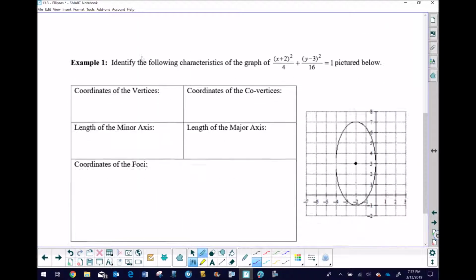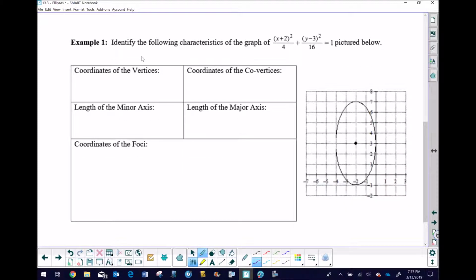Let's go ahead and take a look at our first example. You're asked to identify the following characteristics of the graph of this particular equation, and it has been pictured below. So most of this example is going to outline some vocabulary again. First step, find the coordinates of the vertices. Well, the vertices, you remember, are the 2 points on the ellipse that are farthest from each other along a line that passes through the center. So that would be this very top point and this very bottom point.